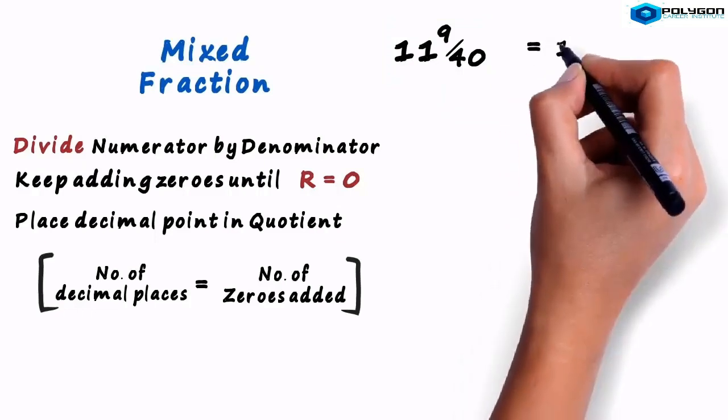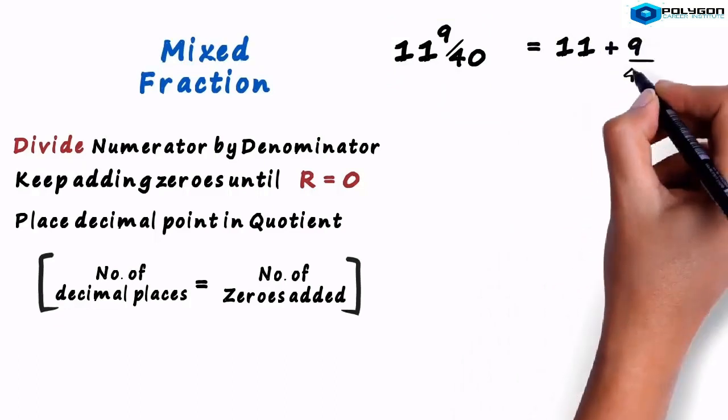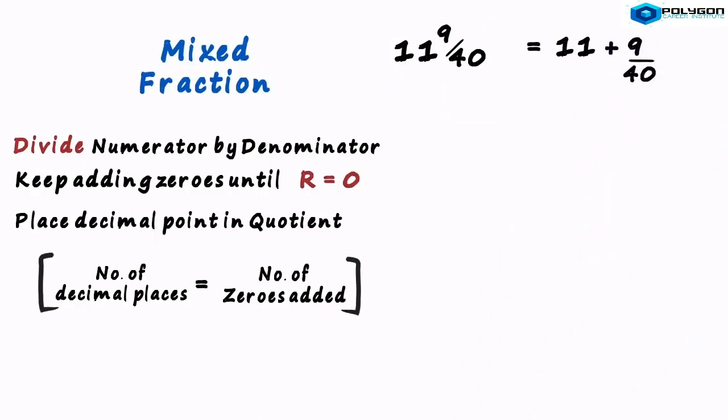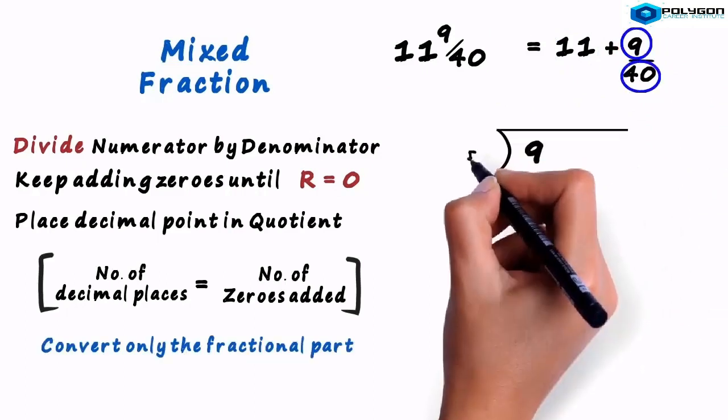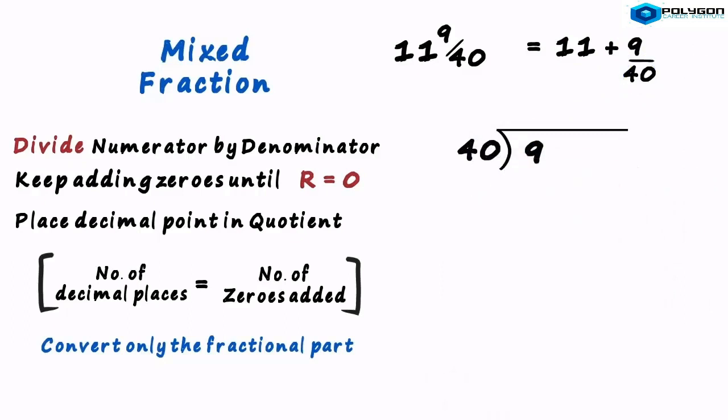This is actually 11 plus 9 by 40, so all we really need to do is convert 9 by 40 into a decimal fraction without bothering about the whole part. So we just need to convert the fractional part. The first step is to divide the numerator by the denominator. Don't forget, we are looking only at 9 by 40 now. We divide 9 by 40. We add a 0 here as the remainder of 9 divided by 40 is not 0.